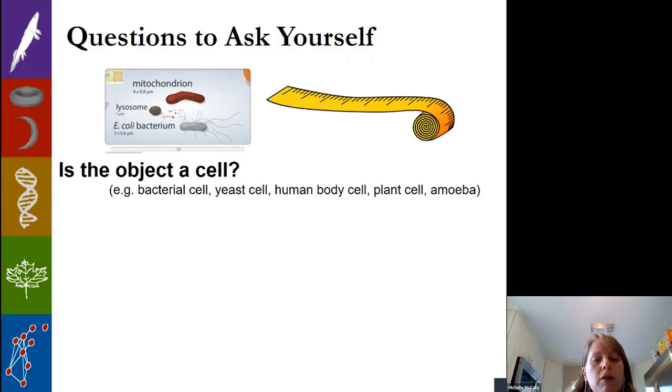Cells are pretty much the biggest thing that we're going to be working with in this class, aside from organisms. So if the object is a bacteria cell, a yeast cell, a human cell, a plant cell, an amoeba, prokaryotes are much smaller than eukaryotes. So you can ask yourself that question. For example, if it's a bacteria cell, which is a prokaryote, versus a human cell, we're eukaryotes, the human cell is going to be bigger than the bacterial cell.